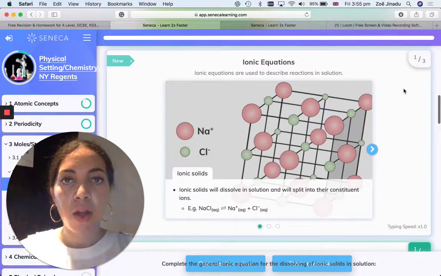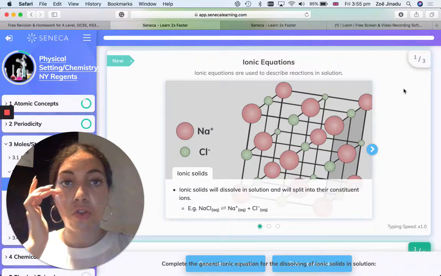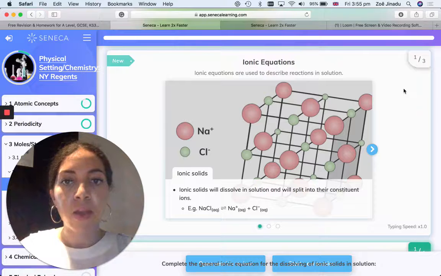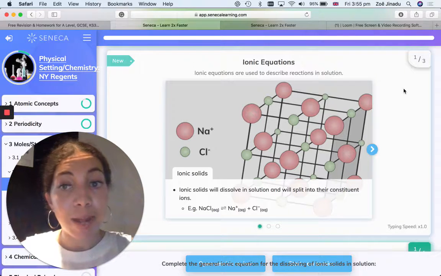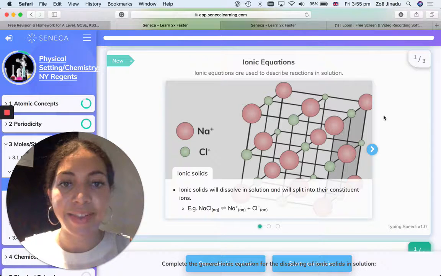Okay. Ionic equations are used to describe reactions in solution. Ionic solids will dissolve in solution and will split into their constituent ions. For example, NaCl will go to Na plus aqueous and Cl minus aqueous.